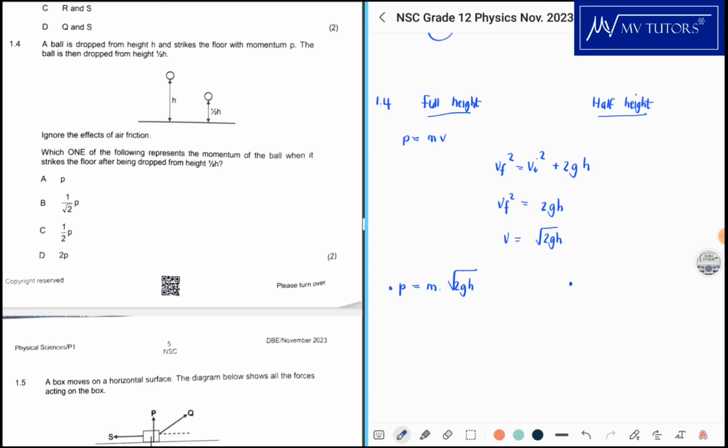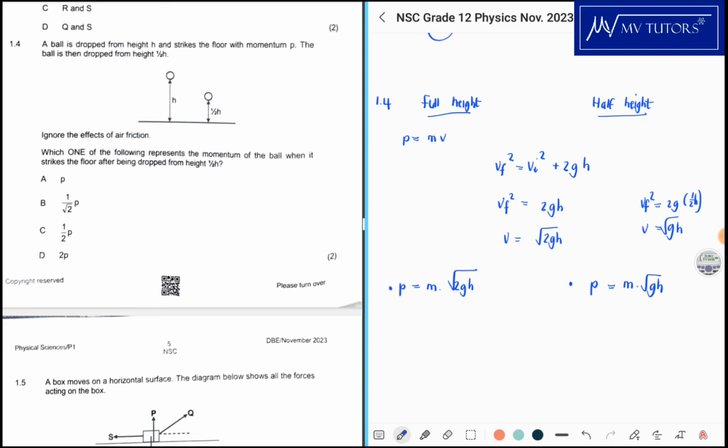Okay, so with half the height, my momentum would be mass times the velocity. Well, this time, final velocity squared would be equal to 2g and half the height. Okay, so the half and the 2 would cancel, so I have just g. So velocity is root g. Oh, forgot the h, half the height. It's just root gh. Okay, so the velocity is root gh.